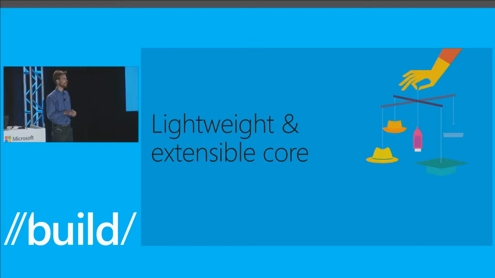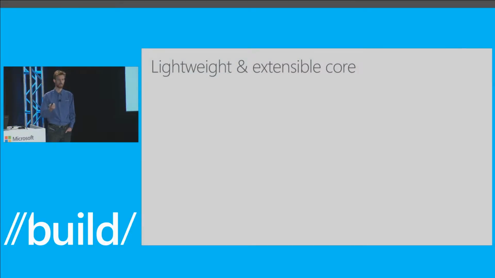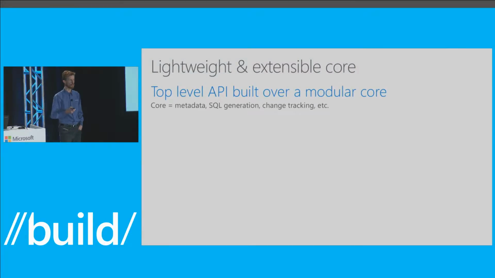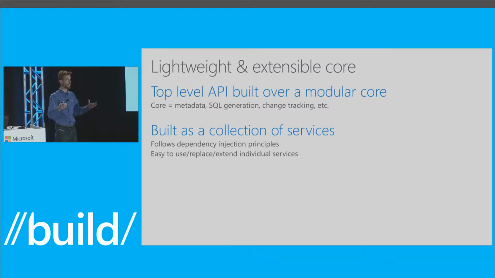Under the covers, Entity Framework Core is built over a completely new set of components that make up the core of Entity Framework. We talk about this being lightweight and extensible. So it's a top-level API, so DbContext, DbSet, all the stuff you're used to, but built over a set of services that are put together as a collection. We use dependency injection to wire up this very loosely coupled set of services.